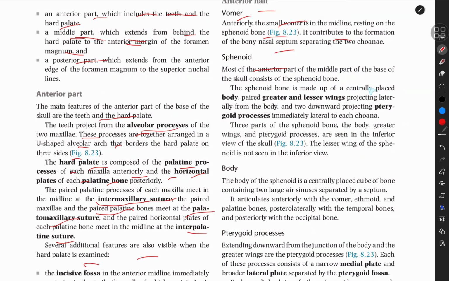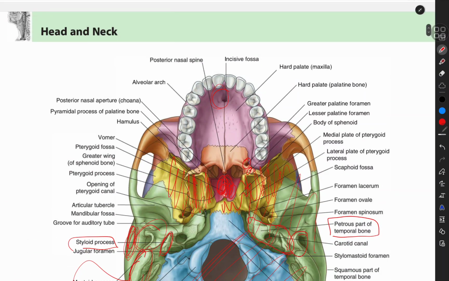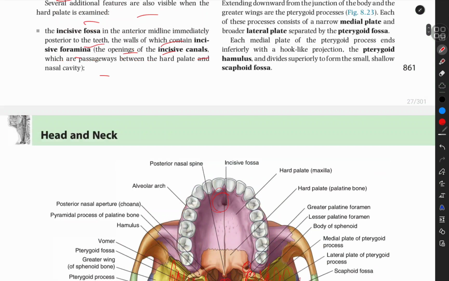Most of the anterior part of the middle part of the base of the skull consists of the sphenoid bone, as we have seen. The sphenoid bone is made up of a centrally placed body, paired greater and lesser wings projecting laterally from the body, and two downward projecting pterygoid processes immediately lateral to each choana. Downward projecting pterygoid processes, yeah, this and this. Body, wings, and two lateral processes.